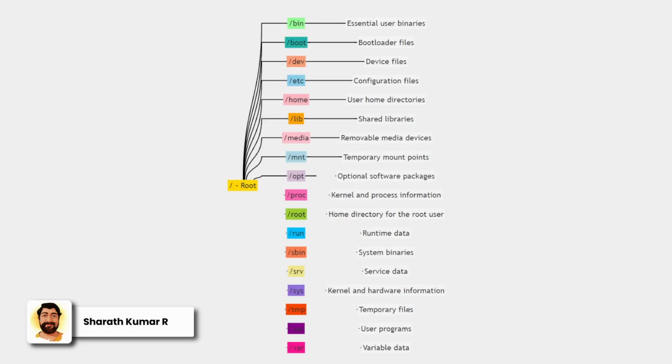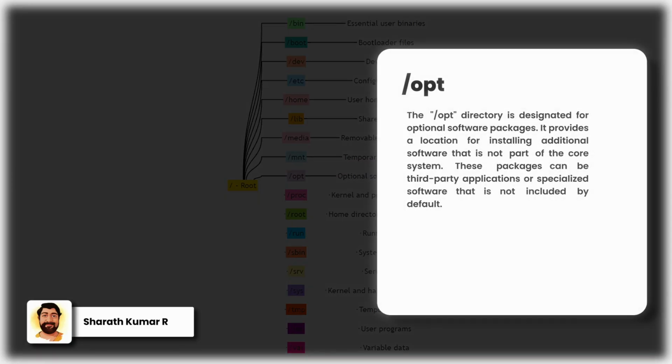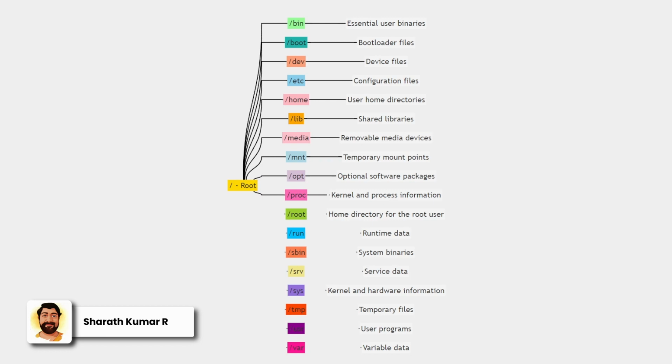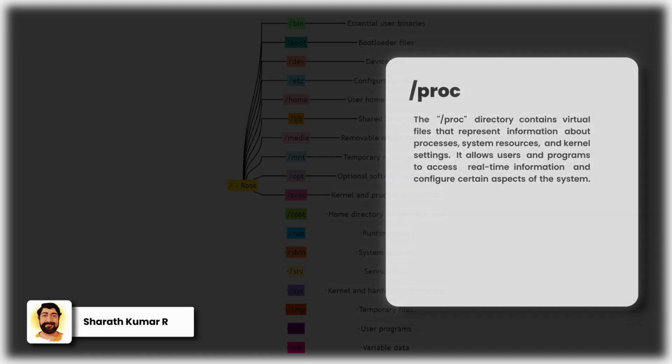The opt directory is designated for optional software packages. It provides a location for installing additional software that is not part of the core system. These packages can be third-party applications or specialized software that is not included by default. The proc directory contains virtual files that represent information about processes, system resources, and kernel settings. It allows users and programs to access real-time information and configure certain aspects of the system.